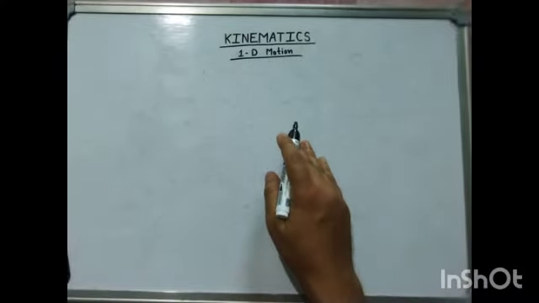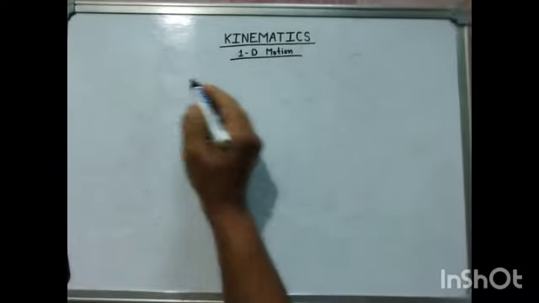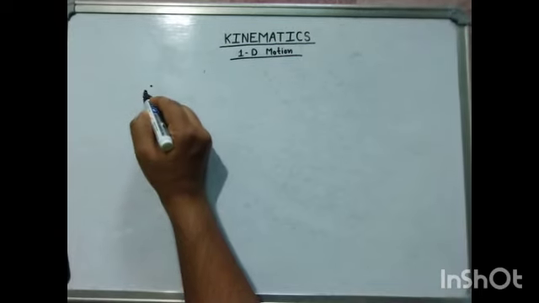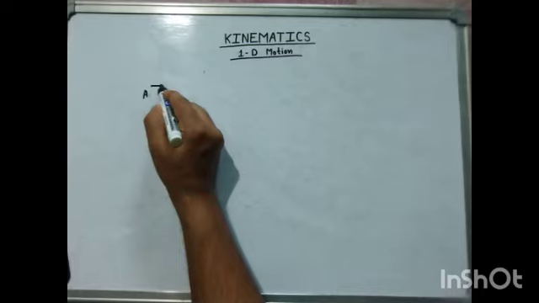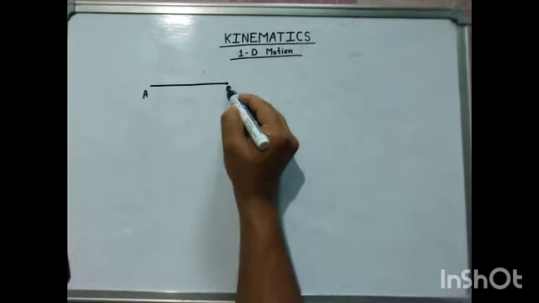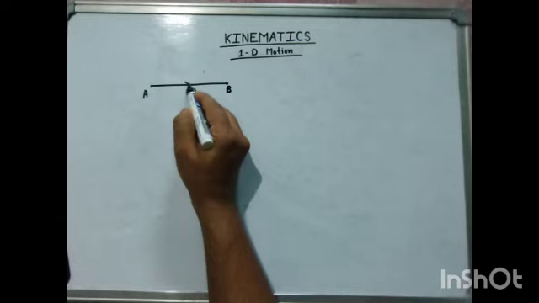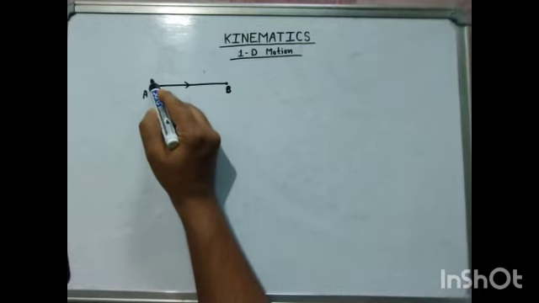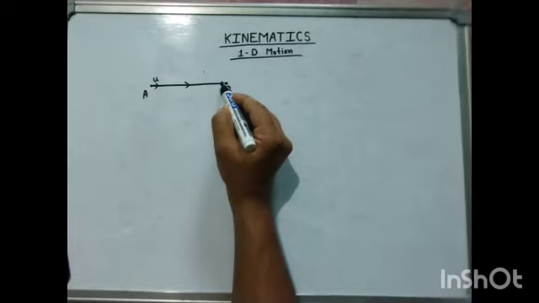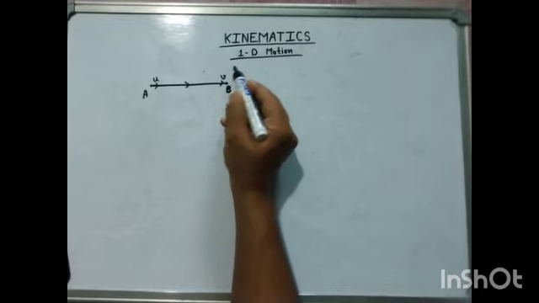Okay, today we will learn about one-dimensional motion. Suppose I am initially at point A and I am going to point B in a straight line. Suppose when I start from A, I start with velocity u, and when I reach point B, suppose my speed is v.